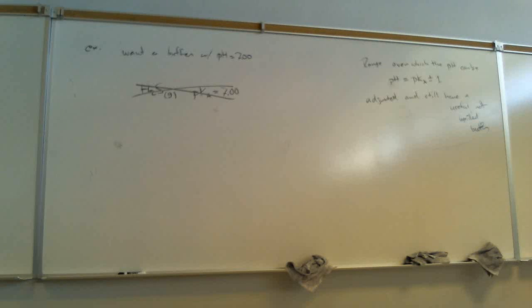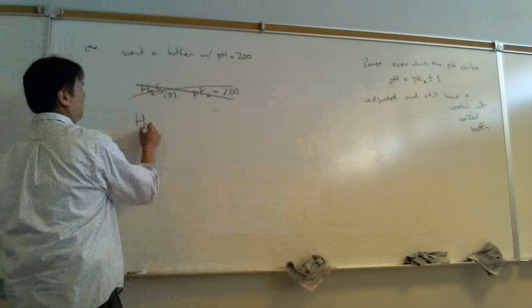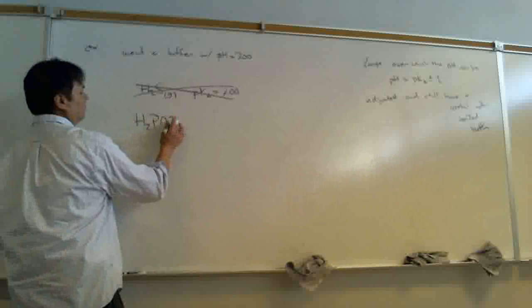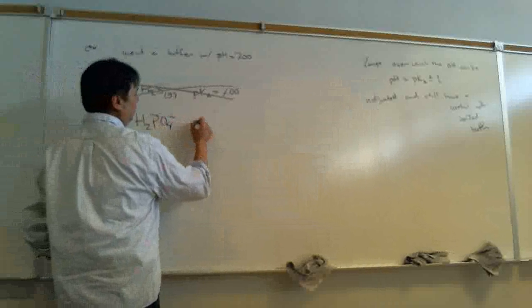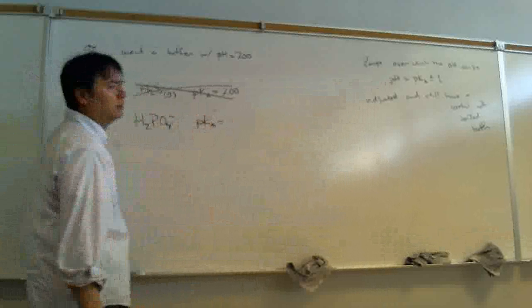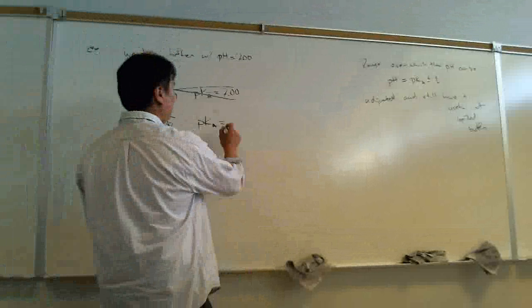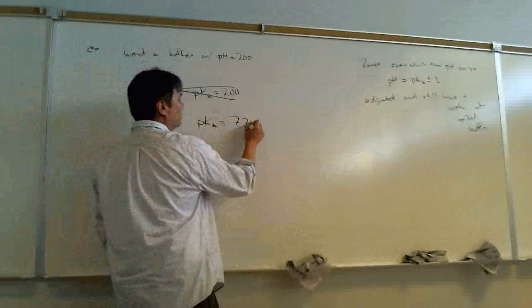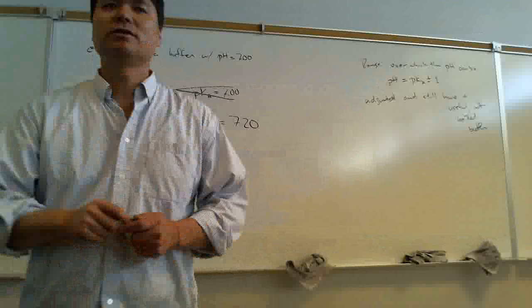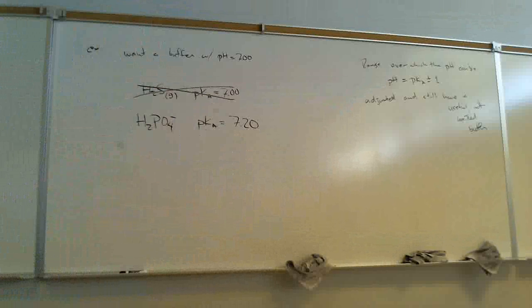But the other thing that might work is H2PO4 minus. Do you see H2PO4 minus has a Ka close to 10 to the minus 7? And so let's use H2PO4 minus. I want to get the pKa value from the book. The pKa value for H2PO4 minus is 7.20. You see, that's close. All we have to do is add a little bit more acid or a little bit more base from 1 to 1.